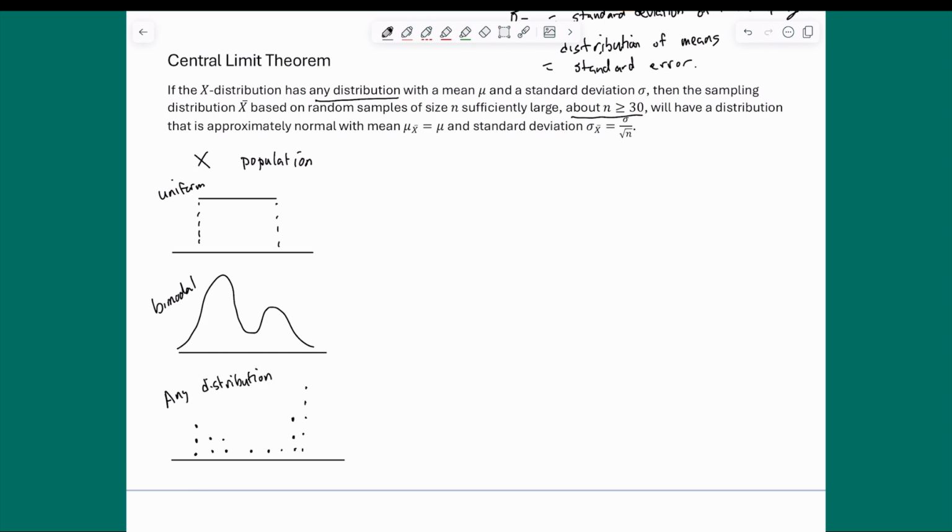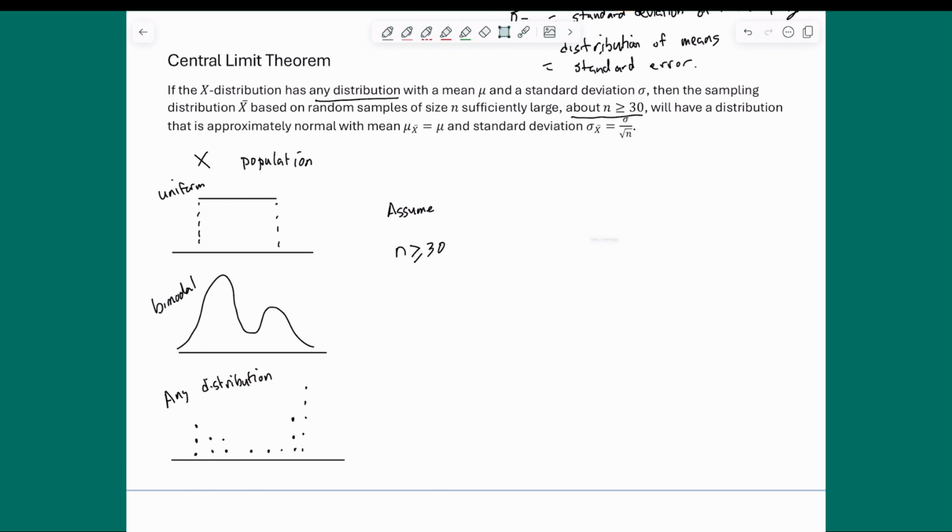Okay, and so all the thing here is that there's no assumption on the X population data. However, we assume the samples that we're pulling from the population are sufficiently large. For us, that means we'll assume n is greater than or equal to 30. However, sometimes the sample sizes need to be bigger depending on the distribution.